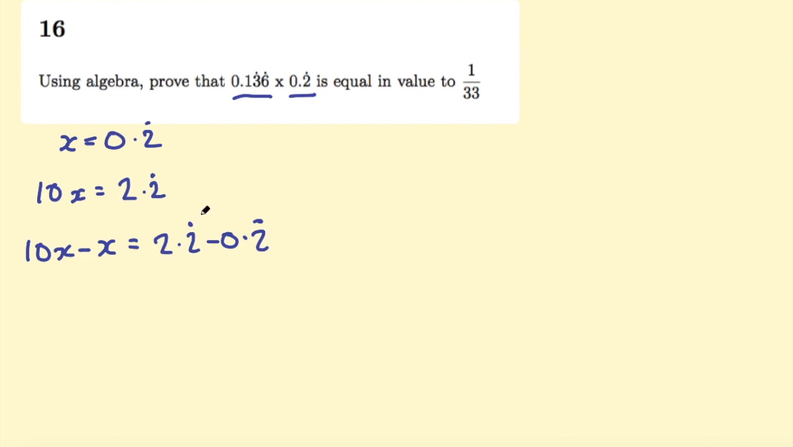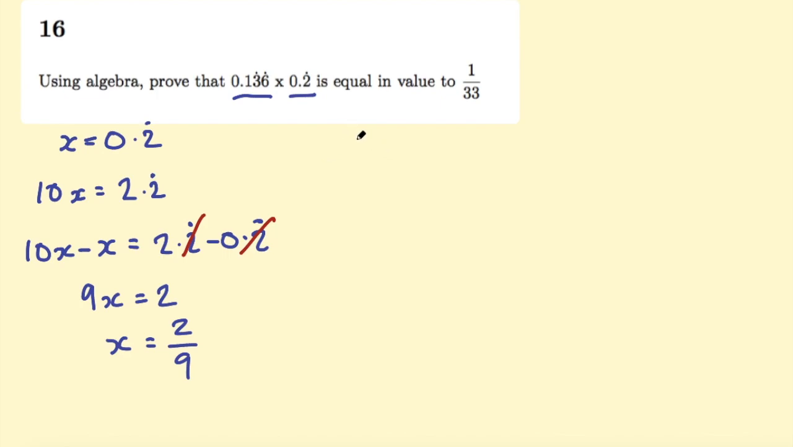And what this does is this cancels out the recurring part of the decimal, which is the part we need to get rid of to write this as a fraction. And over this side it becomes 9x, and here I'm just left with 2. And then I divide by 9 and x equals 2 over 9. So that's the algebraic method for changing recurring decimals into fractions. Then we need to do it for 0.136 recurring.